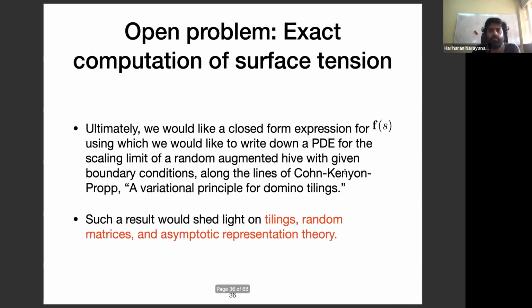And the second, more basic question is, we would like to get a closed form expression for f of s, using which we would like to write down a PDE for the scaling limit of a random augmented hive with given boundary conditions, along the lines of Cohn-Kenyon-Propp, a variational principle for domino tilings. Such a result would shed light on tilings, random matrices, and asymptotic representations. Thank you for your attention.